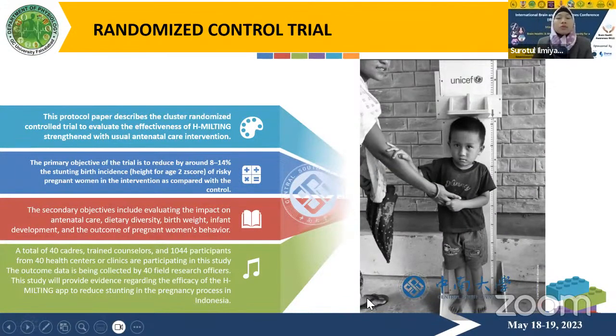For the randomized control trial, I follow intention to treat. This protocol paper describes a cluster randomized control trial where the healthcare or health clinic is the cluster. I will create H-Milting. We call it H-Milting. Why H-Milting? Ha is my professor's name, and me is my name. And H-Milting: hamil in Indonesian means pregnancy. And ting, stand.